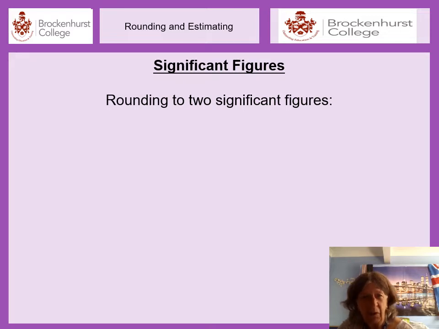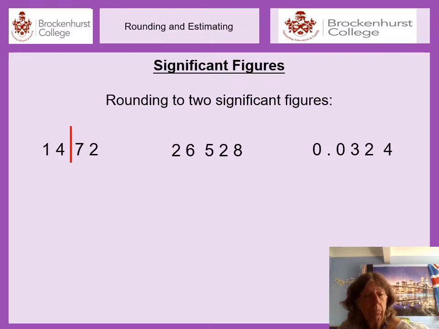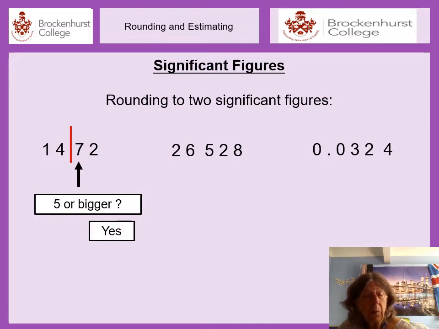Rounding to two significant figures. We have the number 1472. So we count two numbers and draw our line. We look at the number after the line and ask ourselves, is this 5 or more? And the answer is yes. So we round the number in front of the line up, so that 4 becomes 5. So we get the answer of 15, but we need the 2 zeros to make our place value correct. So it's 1500.